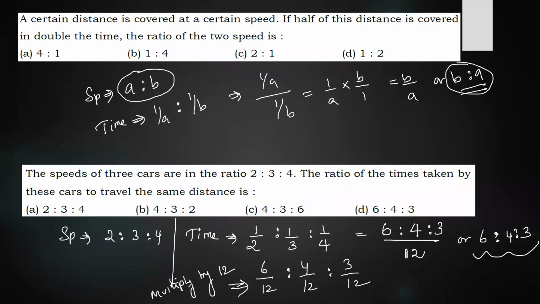Is it correct, Ruba? Okay, 12 is common, right? So 6 by 12, 4 by 12, 3 by 12, all equivalent to this ratio. Then multiply throughout by 12. In a ratio, we can multiply by a common number or divide by a common number. Now we can multiply throughout by 12, we will get 6:4:3.